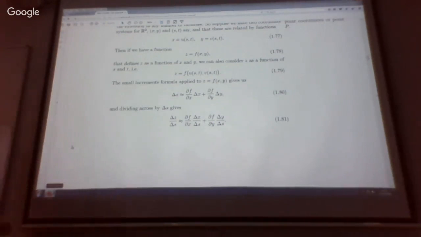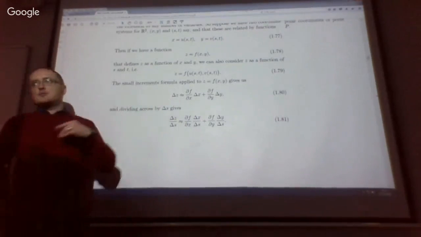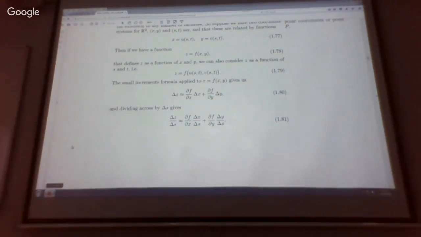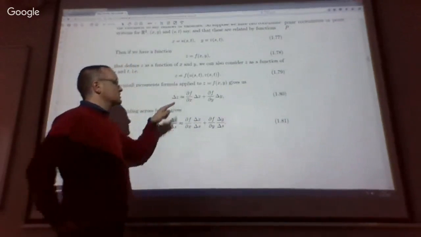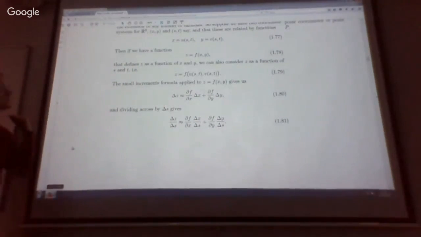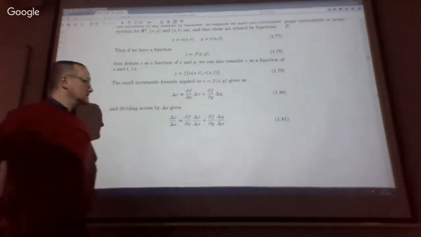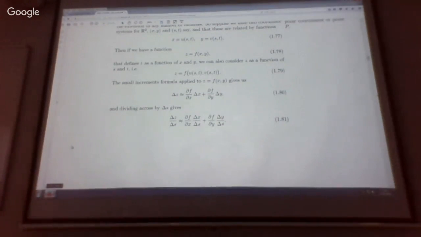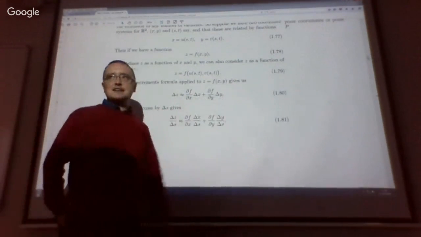And now we seek to express the partial derivatives of z. But we start off with the small increments formula expressed for the change in z in terms of changes in x and y. So this is just exactly the same small increments formula we had a few pages ago. Delta z is df dx delta x plus df dy delta y. So this is an approximation for the change in z brought about by changes delta x and delta y.